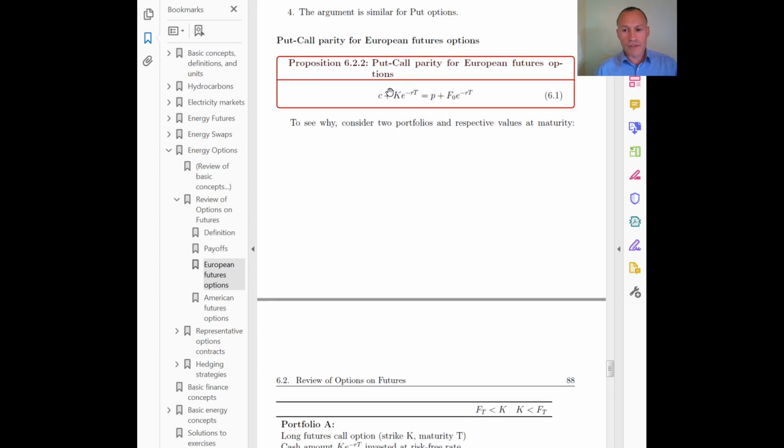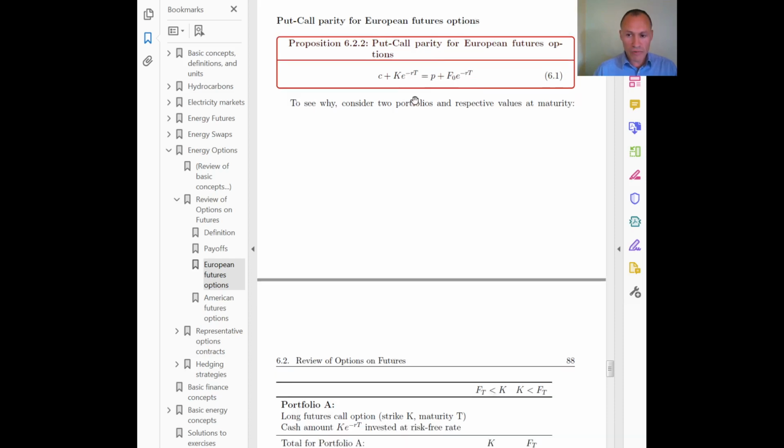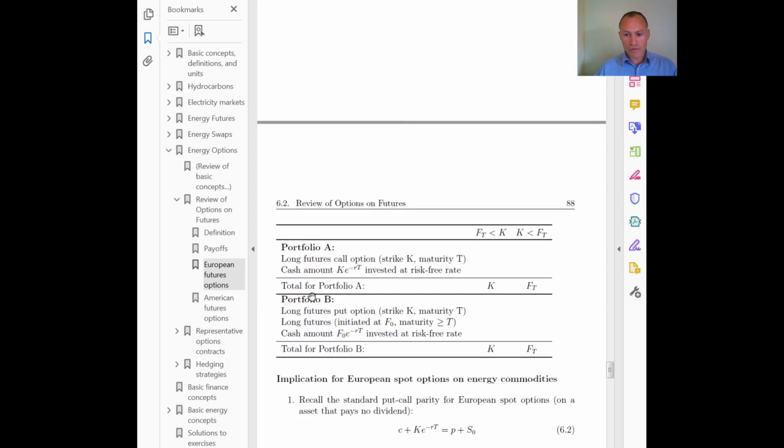So the result is this one that we have here. This is the price of the call. This is the present value of the strike. This is the price of the put option. And this is the futures price observed today, discounted at the risk-free rate. Okay. Where does this relation come from? Well, because I can establish these two portfolios.